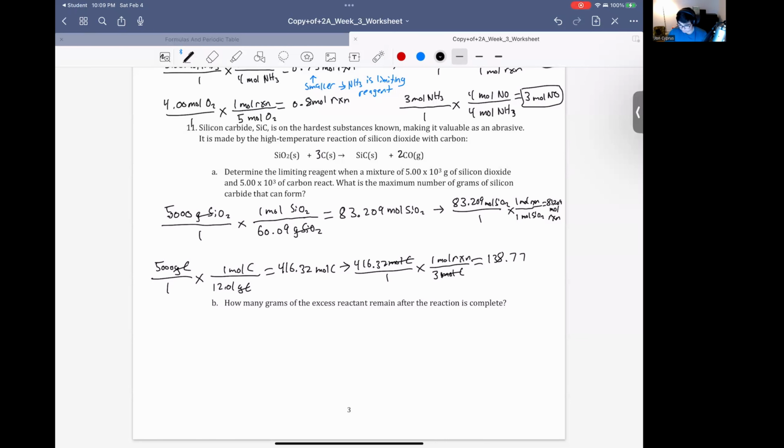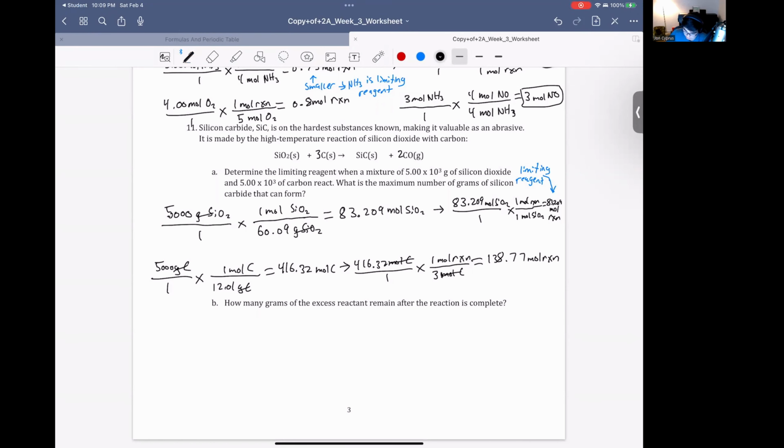Now we can see that the silicon dioxide is smaller, right? You get less reactions out of the silicon dioxide. There's excess carbon or not enough silicon dioxide, I guess, depending on how you look at it. But this is the limiting reagent.